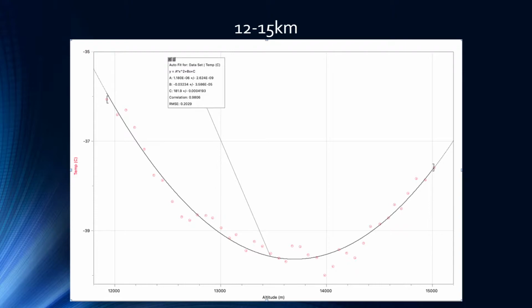To find this, we take the derivative of the equation given to us by LoggerPro and find the minimum points for the y and the x, which gives us a value of negative 39 degrees Celsius and an altitude of 13,700 meters, or 13.7 kilometers. And that is what gives us our overall collection for the tropopause.